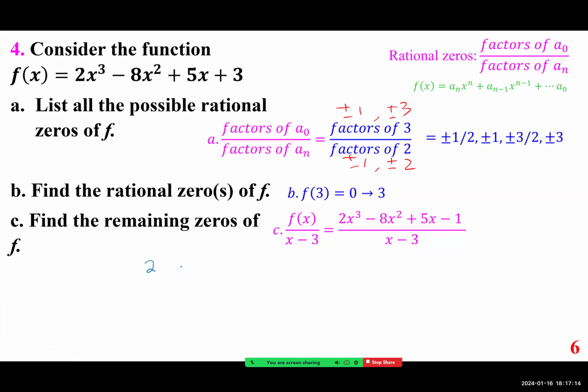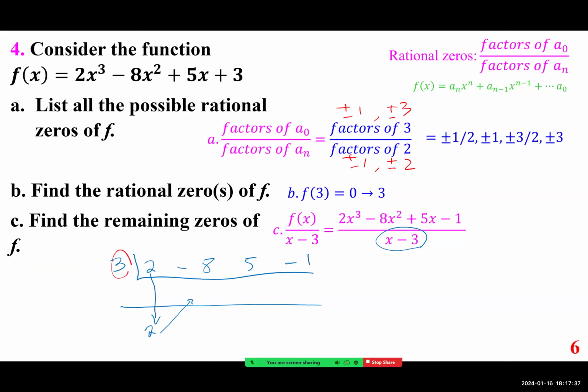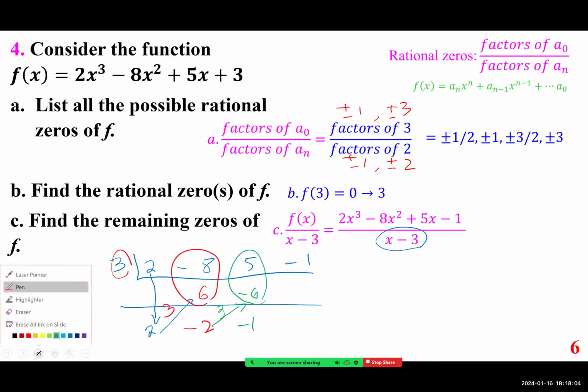So 2, -8, 5, -1. And since I'm dividing by x minus 3, I'm going to put +3. So I'm going to drop the first one just the way it appears, 2. Then I'm going to multiply by this number. I get 6. I add this 2. I get -2. I'm going to multiply again by 3. Gives me -6. Add them up. I get -1. I will multiply this by 3 again.